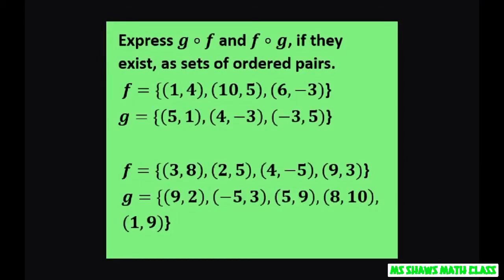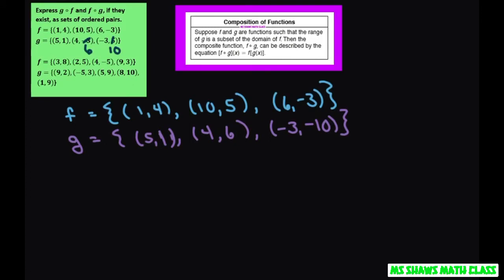Hey everyone, we're going to express g of f and f of g, if they exist, as sets of ordered pairs. This is our first problem and this is our second problem. Okay, the first problem, I actually had some typos here, so I just changed it up. So here it is. And what you want to do is let's write it like this first.